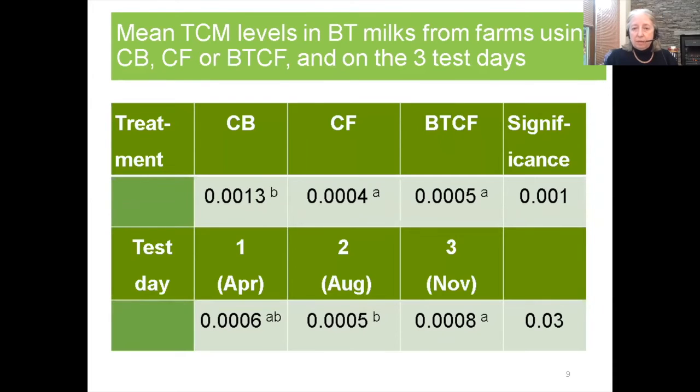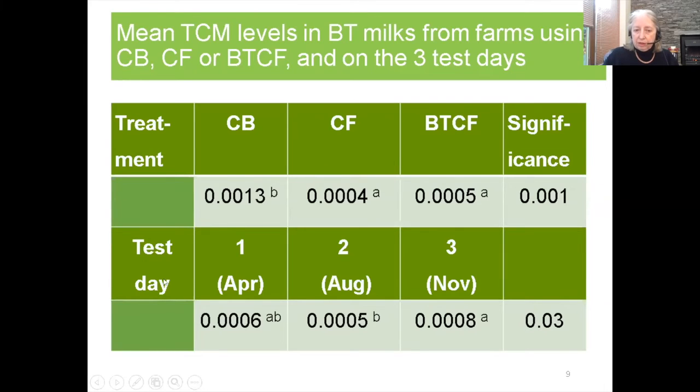Here we see the TCM levels in the bulk tanks from the farms using the chlorine-based, chlorine-free, and bulk tank chlorine-free products. And we can see here that the TCM levels for the chlorine-free is significantly lower than the chlorine-based, with the chlorine-free in the bulk tank intermediate.